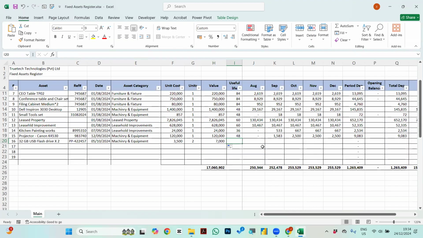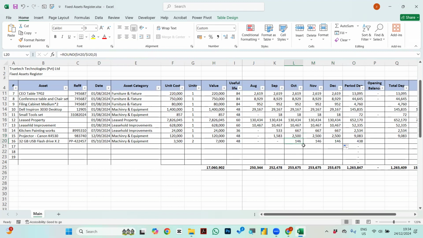For machinery and equipment, we put 48 months. For August, there is no calculation because this was purchased in the month of October. So August is going to be 0. September is going to be 0. But for October, we are going to copy the formula here. All 3 months, we're going to go with the formula here.